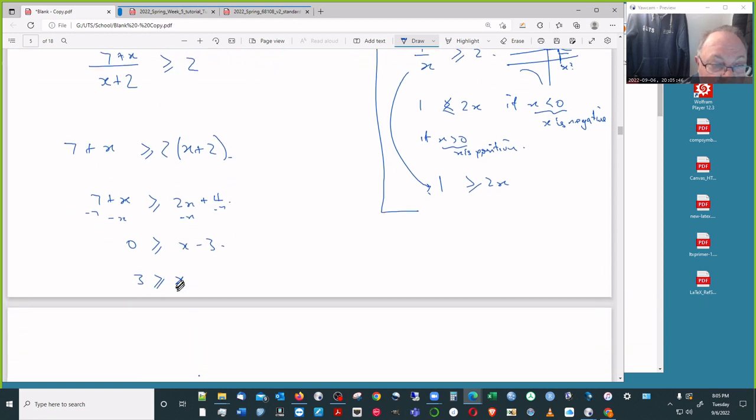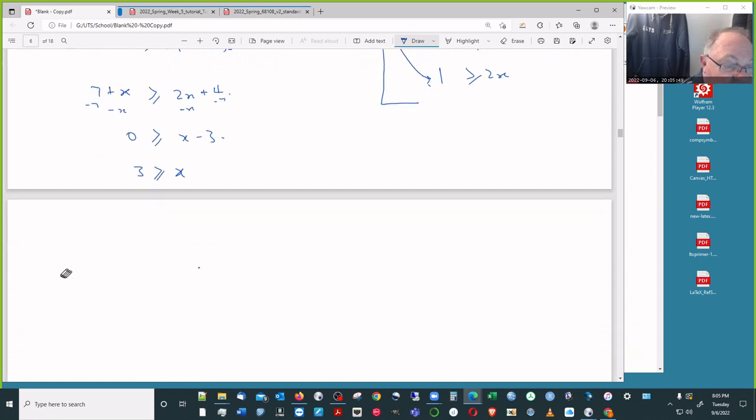So on a number line, this is telling me that 3 is greater than x. So if I've got a 0 and a 3, if I turn that around, that might be easy to interpret. I don't know why I did that. X is 3.